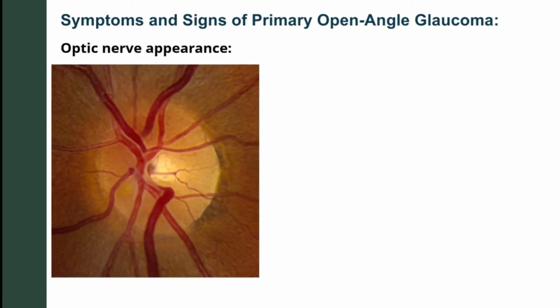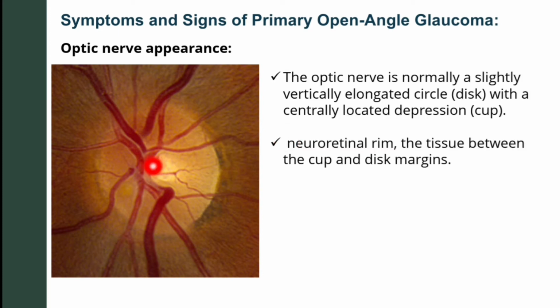So what's the typical appearance of the optic nerve, right? Okay, so it looks like this. The optic nerve is normally a slightly vertically elongated circle, or a disc, with a centrally located cup, a depression here, right? And there is a neuroretinal rim. The neuroretinal rim is the tissue between the cup and the disc margins, right? So this is the depression we call the cup, and the disc margin. And in between here, that's where you find the neuroretinal rim, right?